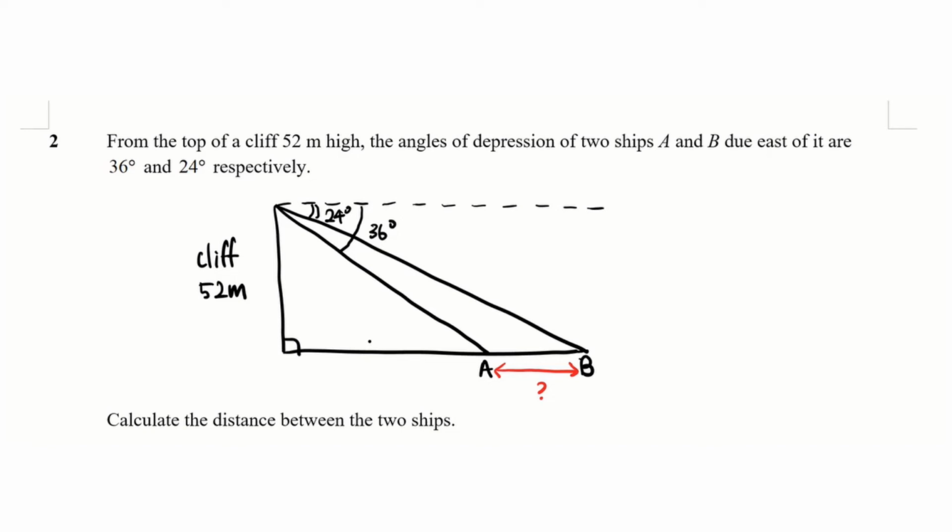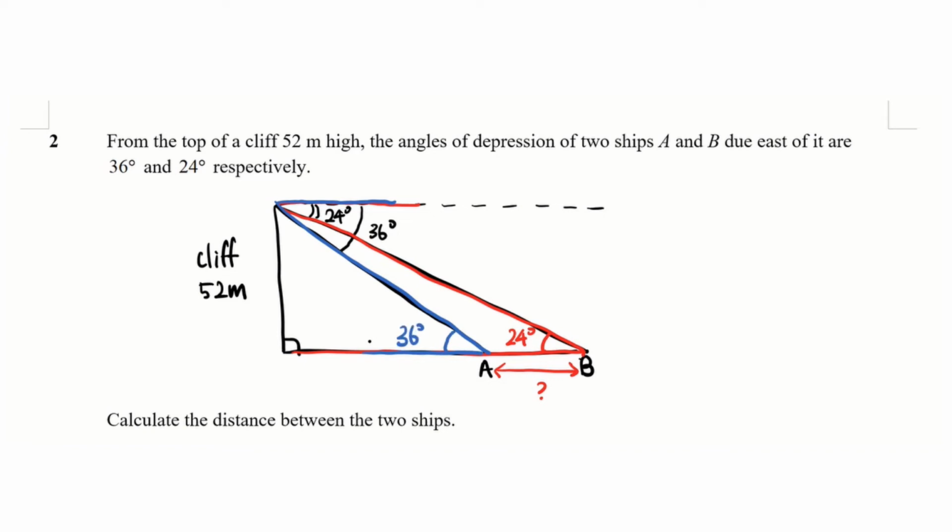So let's just do some transferring of the angles first. Since we have a 24 degrees here, by our alternate angles, we have this horizontal line, and this 24 degrees is leading on this diagonal line, and then we have this other horizontal line as well. So that will mean that 24 degrees is here. Likewise, with this horizontal line and this diagonal line, which supports the 36 degrees, we will be able to transfer the 36 degrees here.